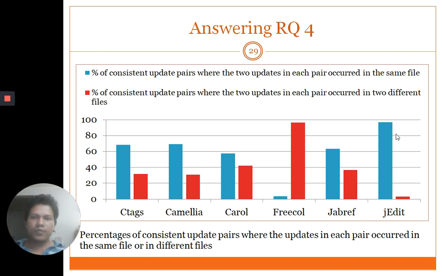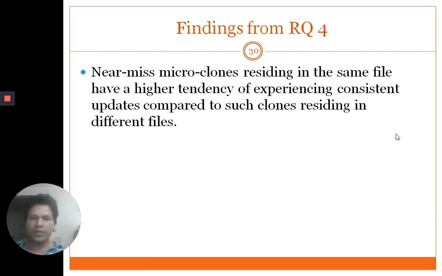We obtain this graph from our investigation. It shows two percentages. The percentage of consistent update pairs where the two updates in each pair occurred in the same file or in two different files. We see that for 5 out of 6 subject systems, the first percentage is higher than the second percentage. However, for our subject system Trickle, the scenario is different. From RQ4, we realize that near-miss microclones residing in the same file have a higher tendency of experiencing consistent updates compared to such code clones residing in different files.